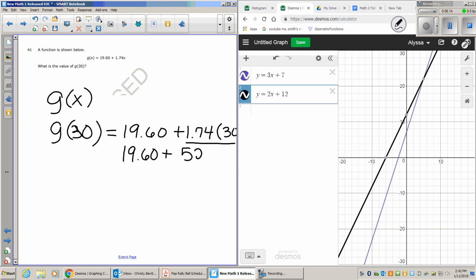52.2. And now we're just looking for the sum of 52.2 plus 19.60. So you get the answer 71.8.